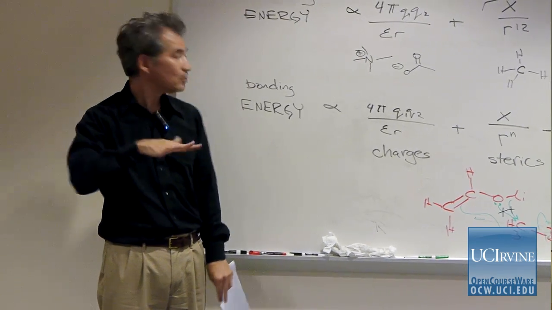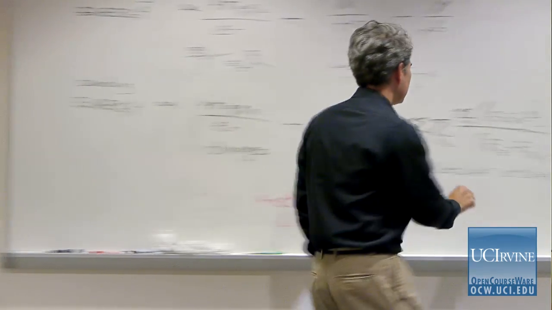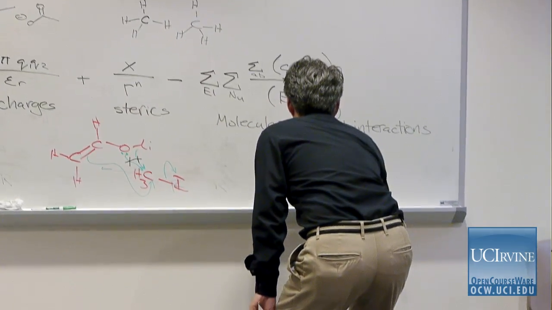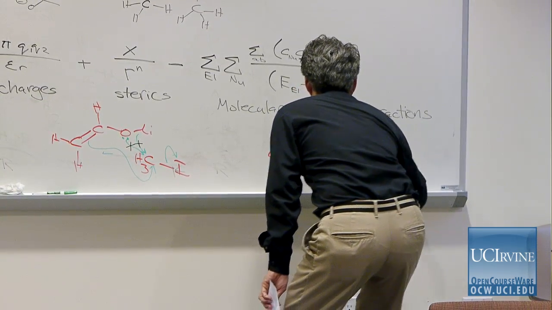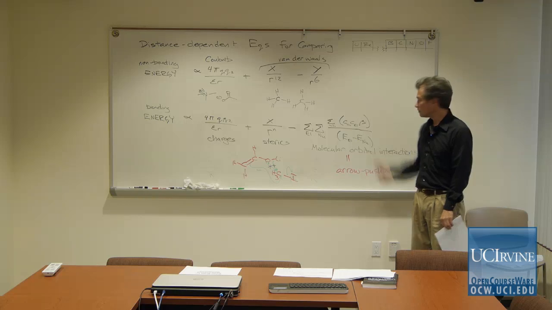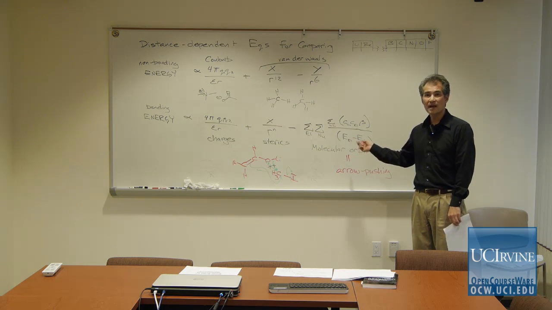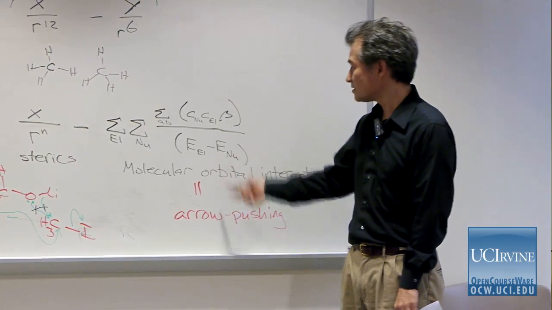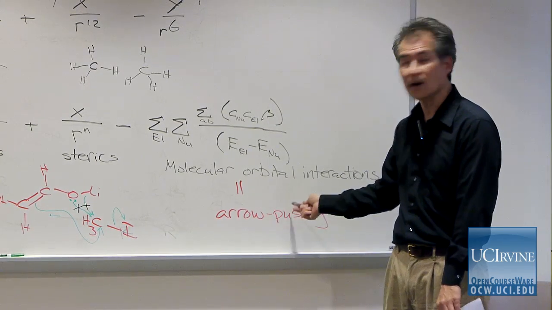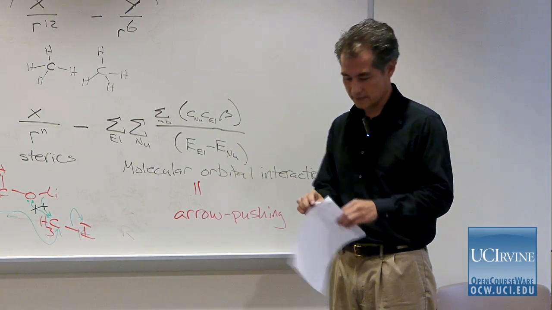Ultimately, when you look at what will provide us with the best predictive power in organic chemistry, it's molecular orbital interactions. This is what our arrow pushing, our curved arrows, should be taken to represent: the interaction of filled orbitals with unfilled orbitals. And so we're going to spend the rest of the quarter thinking about this and learning how to use this equality between curved arrows and arrow pushing and the interaction of filled orbitals with unfilled orbitals.